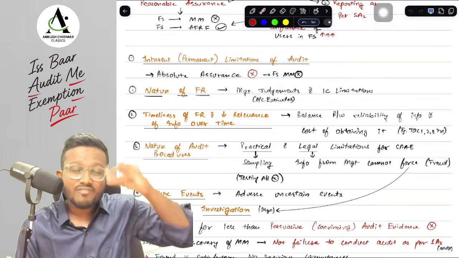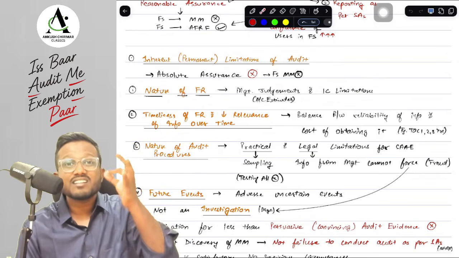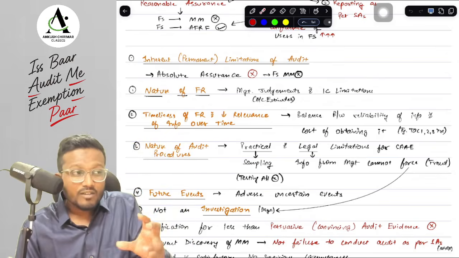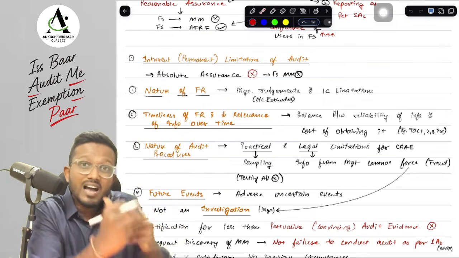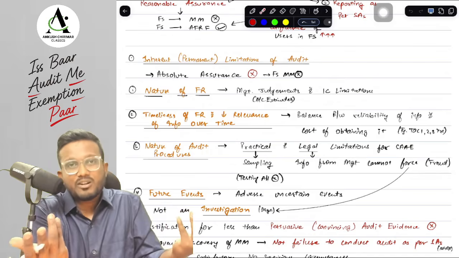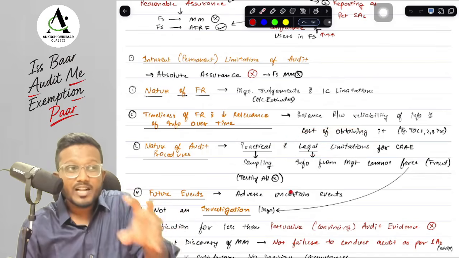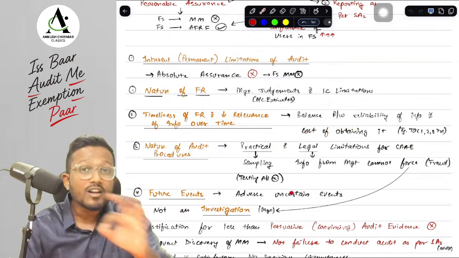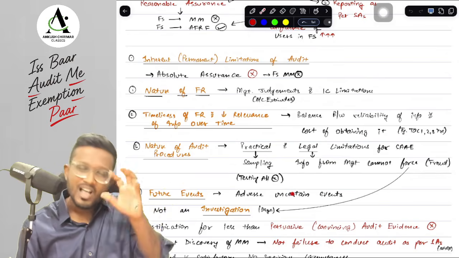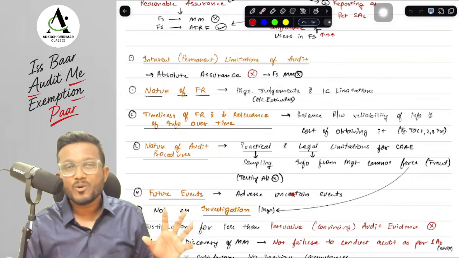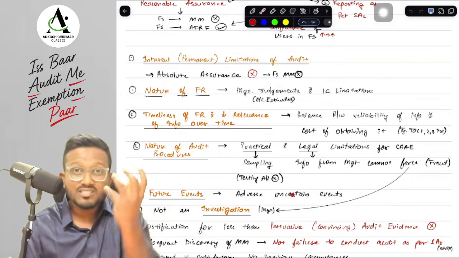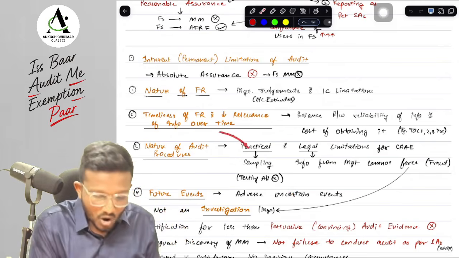In terms of practical limitations, we are not testing all the transactions, we are just testing a sample size. So what if the sample is correct but the other transactions are incorrect, and we do not get to know about it? Secondly, in terms of legal limitation, if the management is not providing us any information, we cannot force the management to provide it. We can just report in our audit report that the management has not provided the information. So this is also an inherent limitation of the audit procedure.